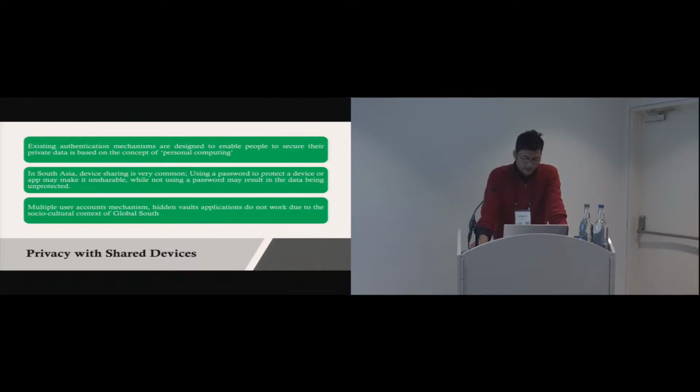Each of these mechanisms may be applied at the level of the entire device or for specific applications. However, in South Asia, device sharing is very common. Using a password to protect a device or an app may make it unshareable, while not using a password may result in the data being unprotected. Although several vendors have enabled the creation of multiple user accounts on a single device, prior work suggests that people do not use those mechanisms because of poor usability or because logging out of one's account before sharing it with another would imply a lack of trust or raise suspicion by suggesting that there is something to hide.